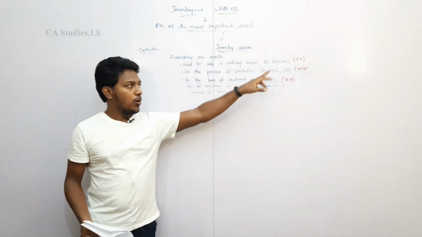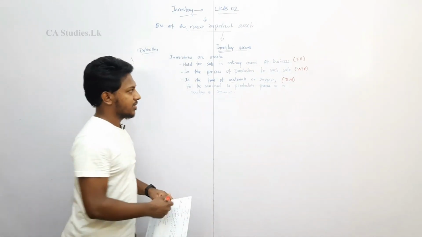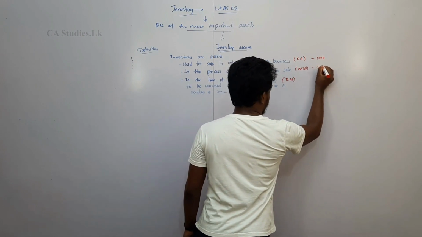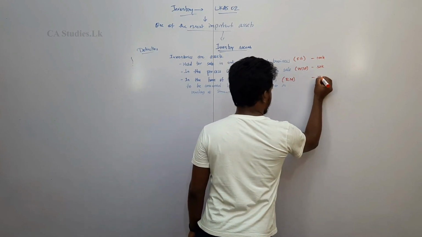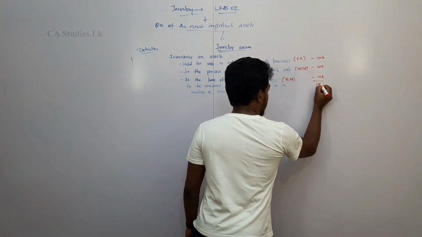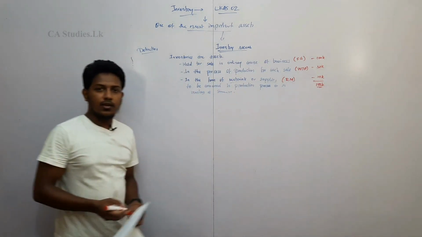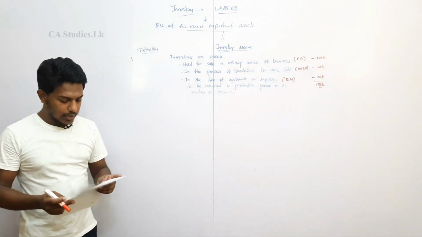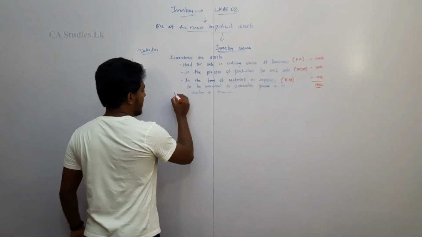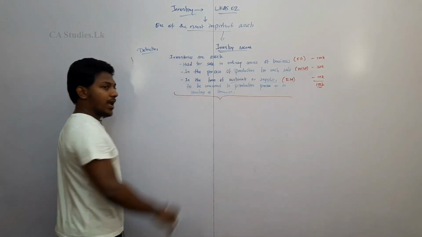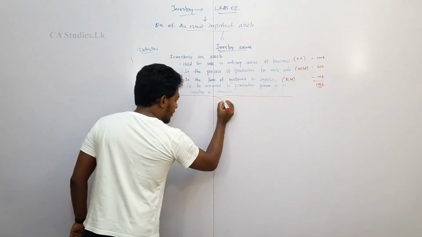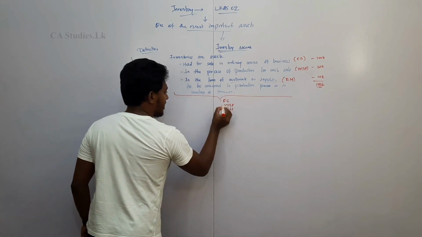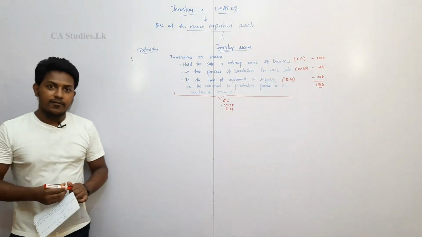So inventory means all these. We have to add this. Say finished goods is 100,000, work in progress is 50k, and raw material is 25k. So this 1,75,000 rupees will be the inventory for this company, right? Finally, we can easily summarize this. This is given in the standard, right? This is to keep in your mind: finished goods, work in progress, and raw materials. All these three items are called inventory.